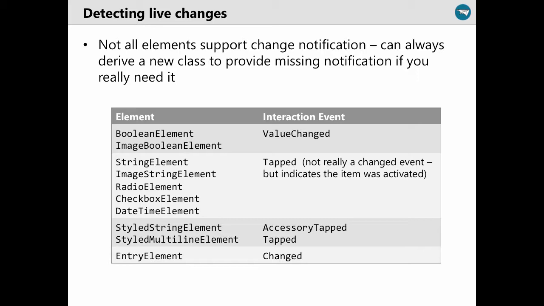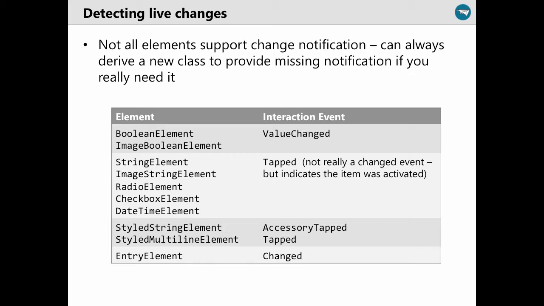Most elements support detection of changes, and so Boolean element and image Boolean element and string element and radio element, checkbox element, datetime element, they all have events. So there are events that get raised when those values actually change, so when the UI state changes, but not everything has this. And so in particular, the float element, which creates the slider, doesn't have this.